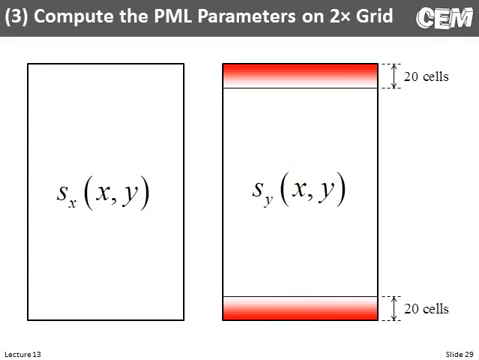And I like to make my PMLs about 20 cells. Sometimes there are times we need more. Other times we can get away with a little bit less, but I tend to set it to 20 and never really think about it after that, assuming things are working.